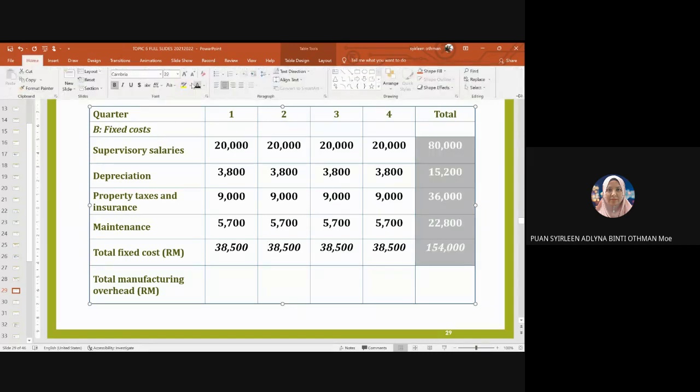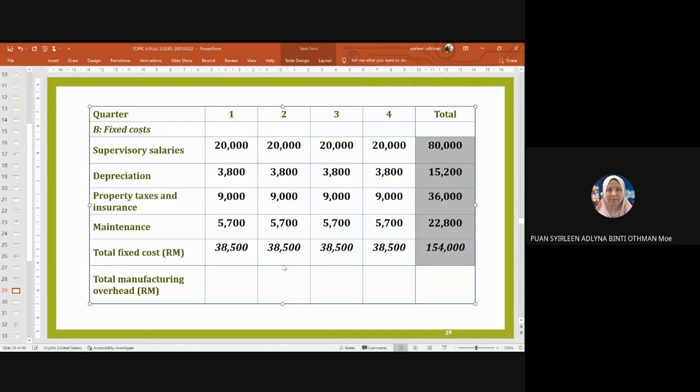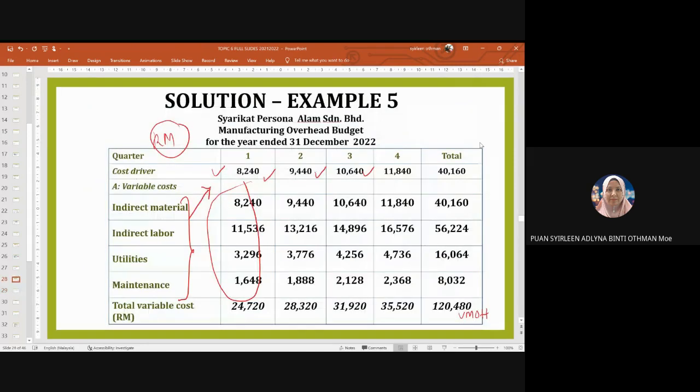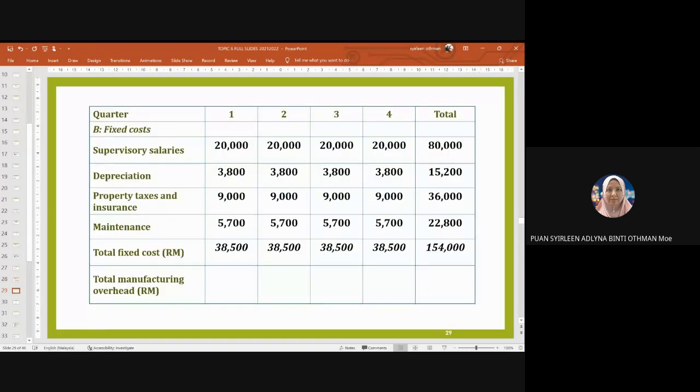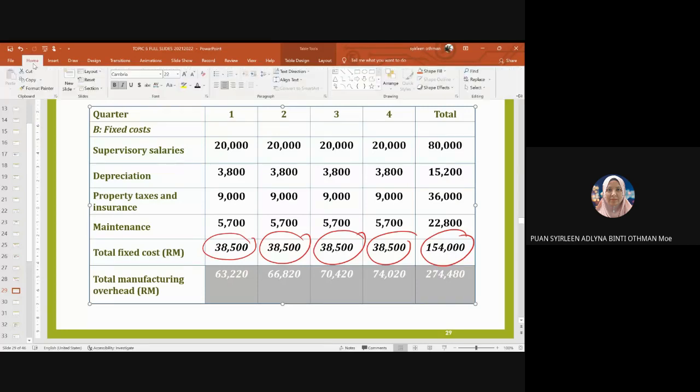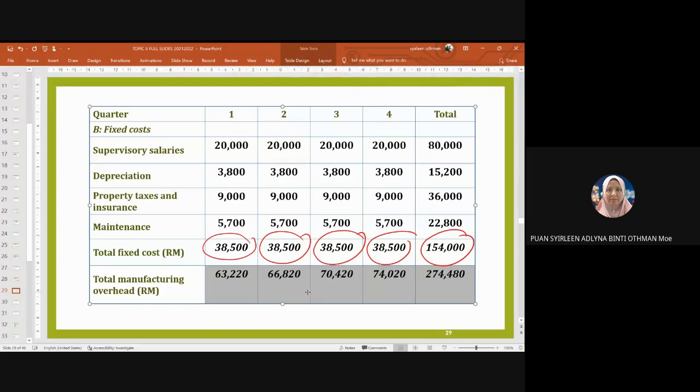Right. So, tadi, awak dah kira variable. Okay, dah kira. Okay, this. And then, kita akan tambah dengan fix. Okay. And you will get your total manufacturing overhead here. Okay. So now we are done with the total manufacturing cost.